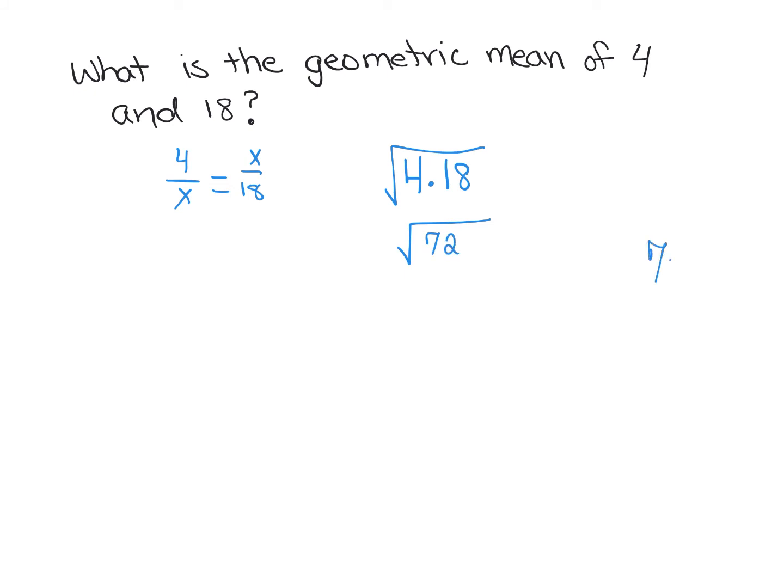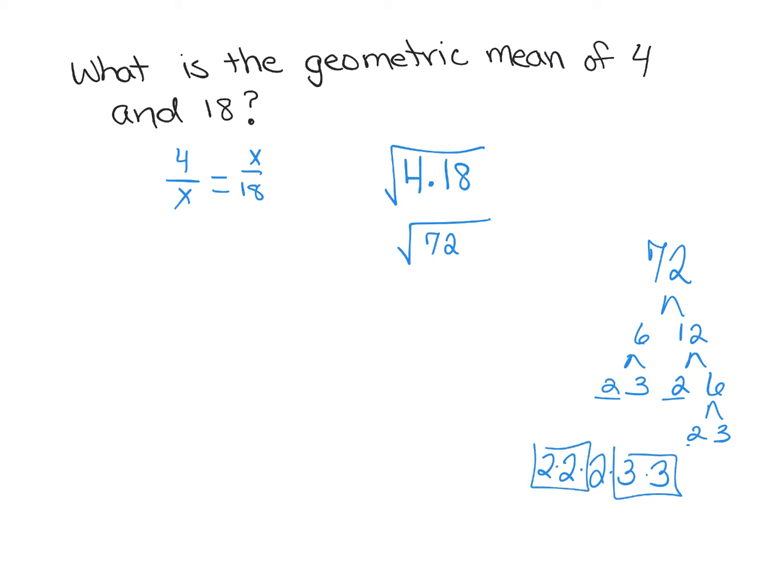And then I'm going to do a factor tree with 72. So that would be, I'm going to use 6 and 12. 6 goes to 2 and 3. 12 goes to 2 and 6. And 6 goes to 2 and 3 as well. So I have 3 2s and 2 3s. So I have one set of 2s, one set of 3s. So 2 times 3 is on the outside and 2 is left on the inside. So 6 radical 2 would be your geometric mean.